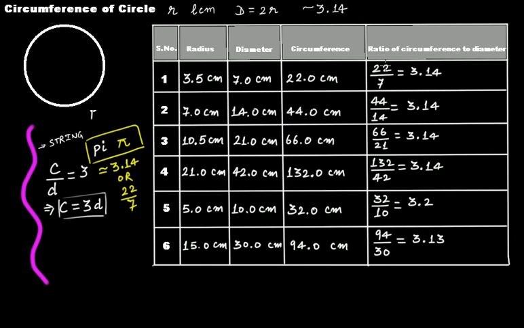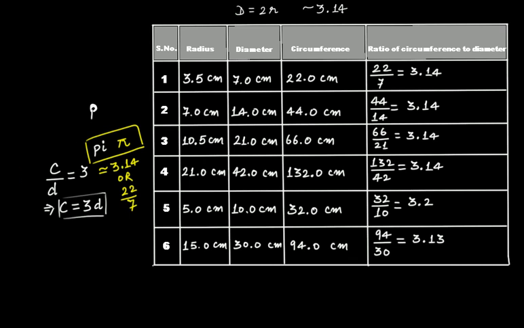Now, the ratio of circumference to diameter is almost coming equal every time. 3.14, 3.14, 3.14, 3.14, 3.2 and 3.13 again. So mostly it's coming around 3.14. This ratio, this value is actually what? Pi. And it can be either 3.14 or you can say 22/7, right? What does that mean?